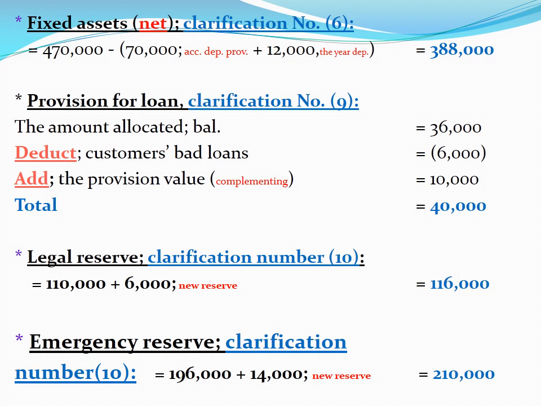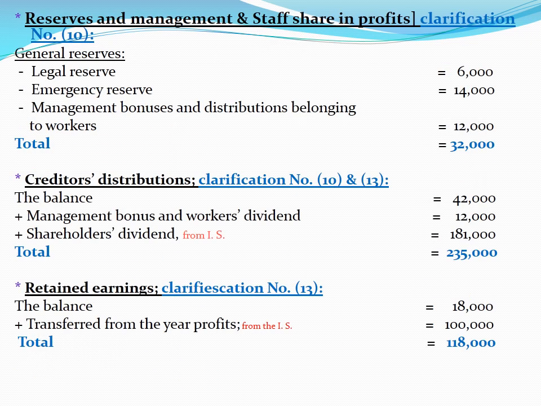Legal reserve, clarification number 10. I have 110 in the trial balance and the 6 new reserve, so the total 116. The new reserve we dealt with through the adjustments when he told me new reserves 20: 6 for legal reserve and 14 for emergency reserve. Now the emergency reserve, its balance is 196,000 in the trial balance plus the new one 14,000 new reserve gives 210,000 as you see.